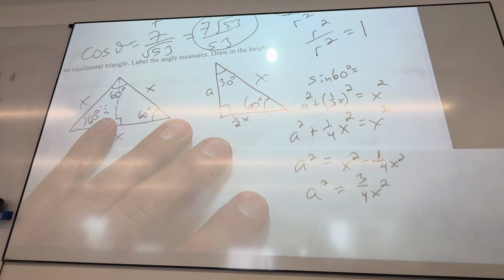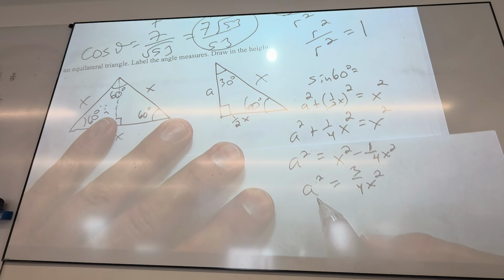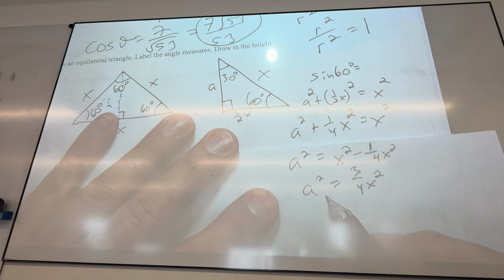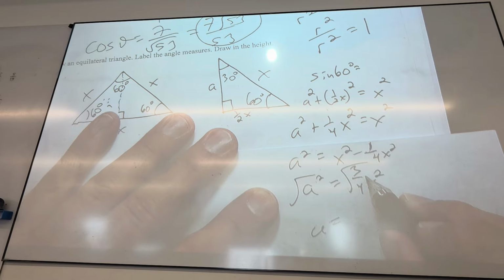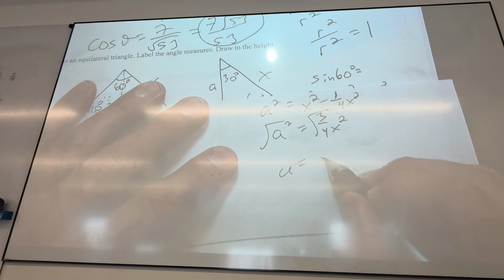Where was I? How do I get a by itself? Square root. All right, what's the square root of 3? I don't know. What's the square root of 4? And what's the square root of x squared? Okay, now.